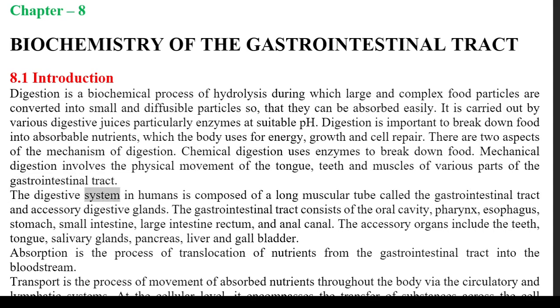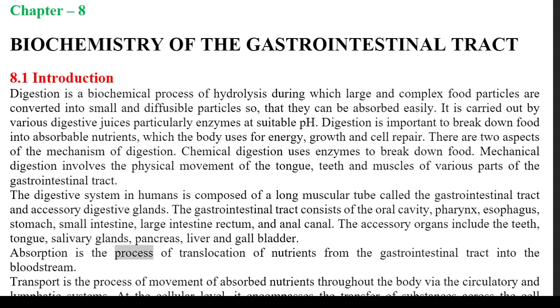The digestive system in humans is composed of a long muscular tube called the gastrointestinal tract and accessory digestive glands. The gastrointestinal tract consists of the oral cavity, pharynx, esophagus, stomach, small intestine, large intestine, rectum, and anal canal. The accessory organs include the teeth, tongue, salivary glands, pancreas, liver, and gallbladder.